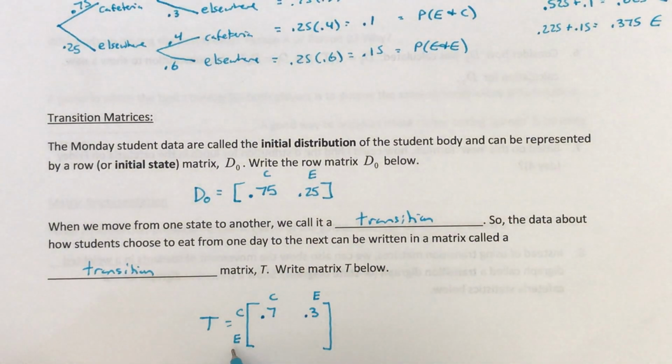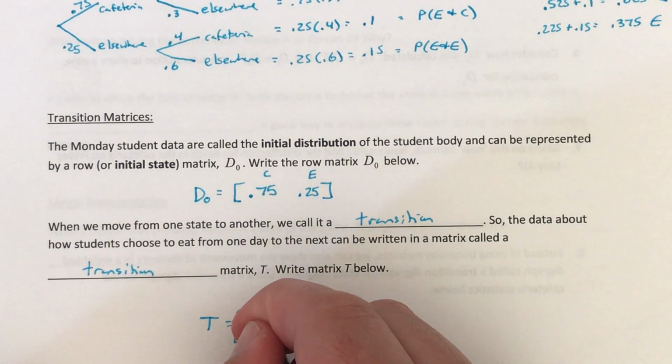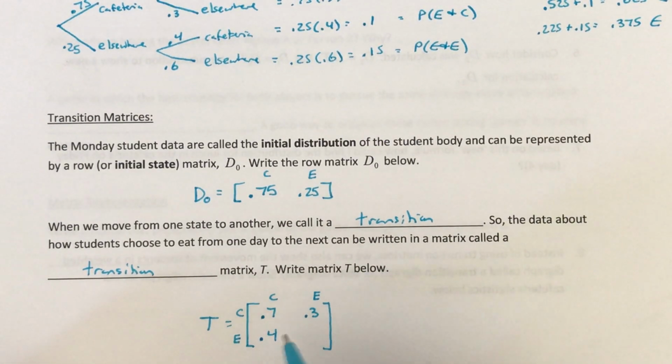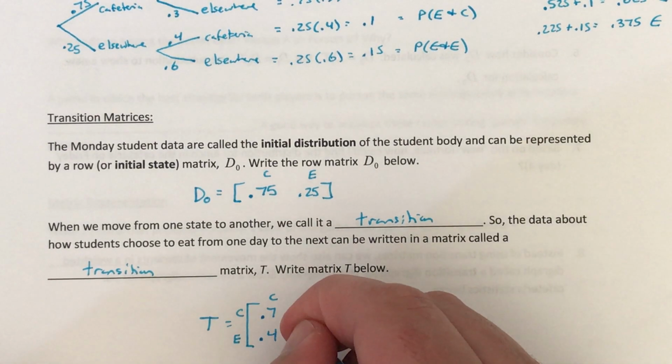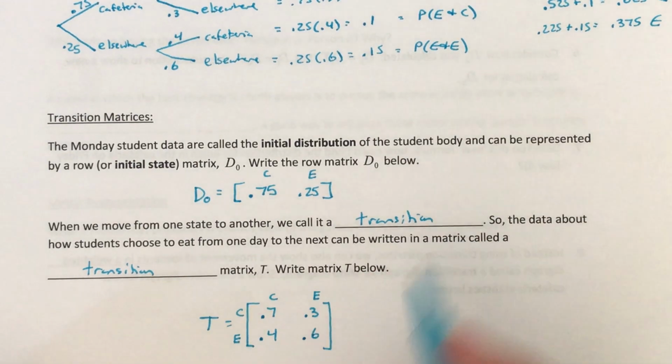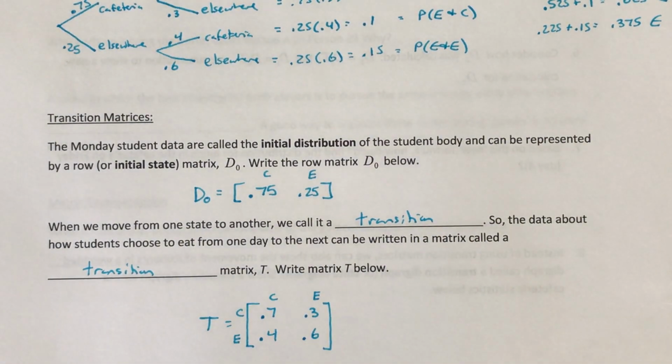And then students that eat elsewhere on Monday, going to the cafeteria on Tuesday, on that next day, is going to be 40%, so 0.4, which means students that eat elsewhere and then eat elsewhere the next day has to be 0.6. Remember, these rows have to add up to 1 to account for 100%. All right, so I'm going to go ahead and turn to the next page here.